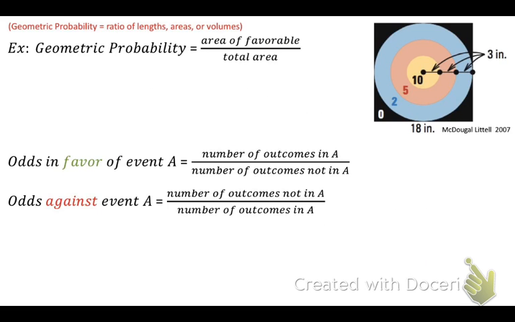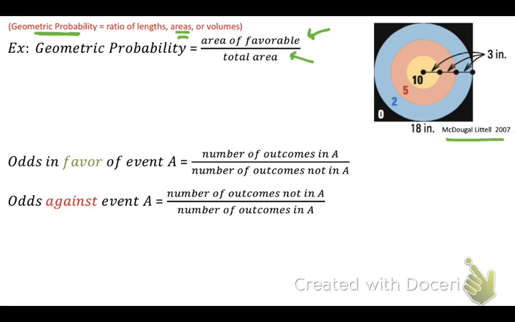Okay, way back in Algebra 1, we looked at geometric probability, and we learned that it's the ratio of lengths, areas, or volumes. So it's the area that's favorable over the total area is the example that we're going to look at. And I took this directly out of your textbook.